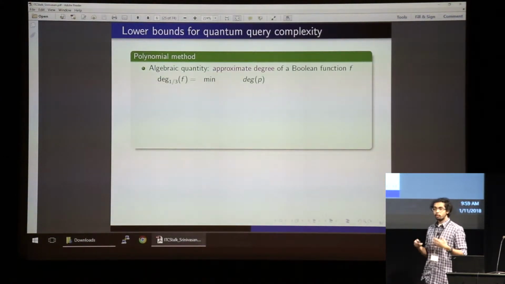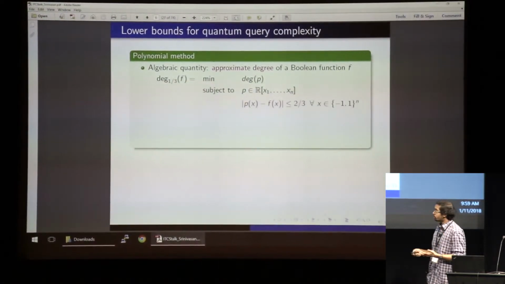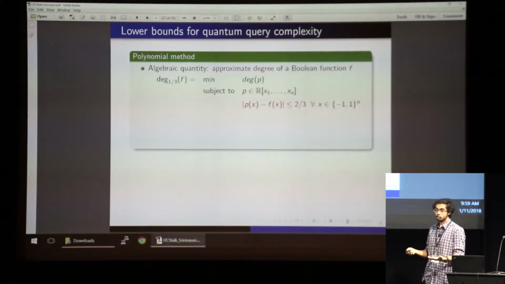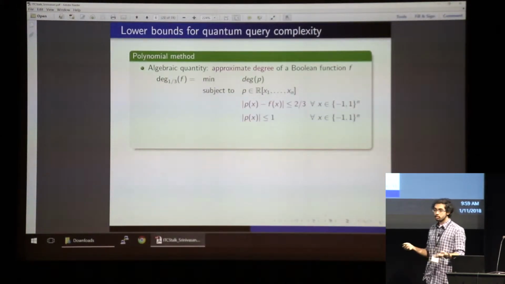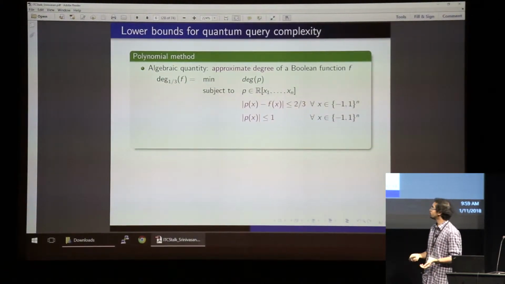You look at the minimal degree of a polynomial that is, firstly, n-variate, and that approximates a Boolean function, that is, on every x, p of x minus f of x is close to a third, and p is just a bounded polynomial. So this is the approximate degree of a Boolean function.